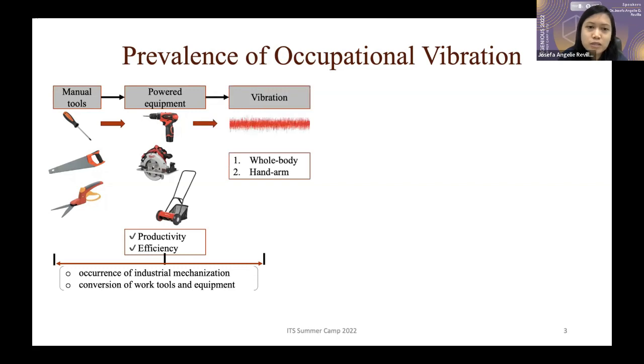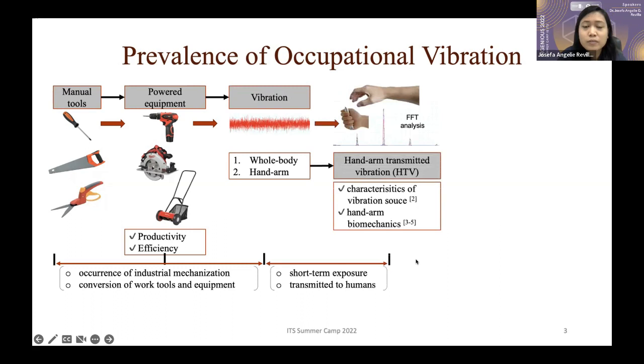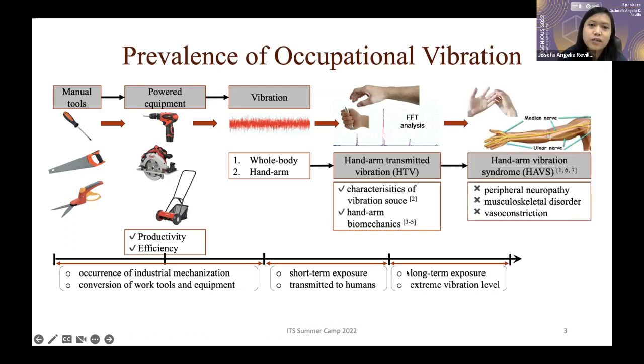However, these power tools create vibration, which can be transmitted through your whole body or to the hand-arm system. So my focus will be on the hand-arm system. The amount of transmitted vibration is not just influenced by the characteristics of the vibration source, it is equally influenced by the hand-arm biomechanics of the operator, meaning how strong you grip the handle, what posture you are imposing, something like that.